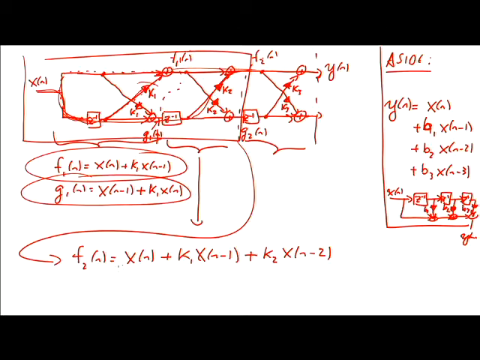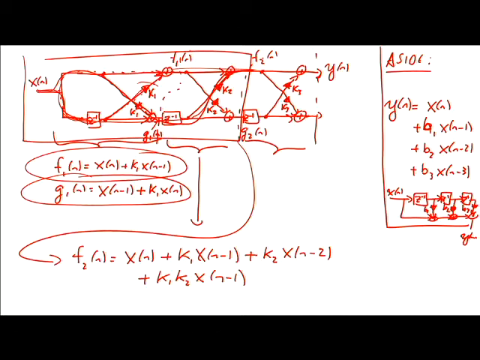But wait, there's more. What I can also do is get this guy and come back up. So I can get k1, delay by 1, and then k2. So k1 k2 x of n minus 1. So what I basically am showing is that there are like 4 distinct contributions that are adding to the f2 of n term at that output.